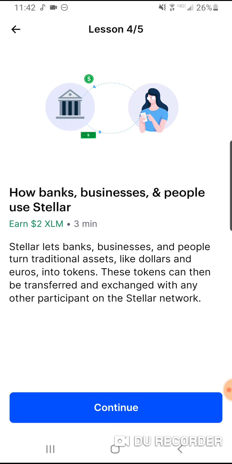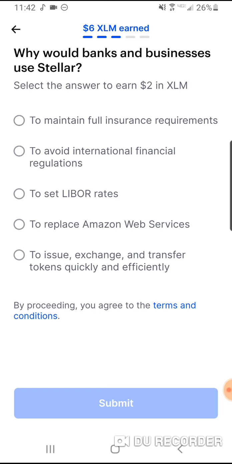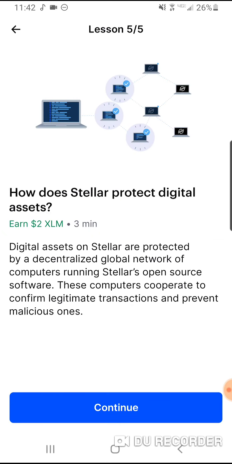All right. That was quick and easy, and definitely easy to understand. So let's continue for our quiz. Why would banks and business use Stellar? To maintain full insurance requirements, to avoid international financial regulations, to set LIBOR rates, to replace Amazon Web Services, to issue, exchange, and transfer tokens quickly and efficiently. Just like these lessons and these quizzes, it's quickly and efficiently. Submit. Wow, this is awesome. Oh my God, I'm like, this is really cool.